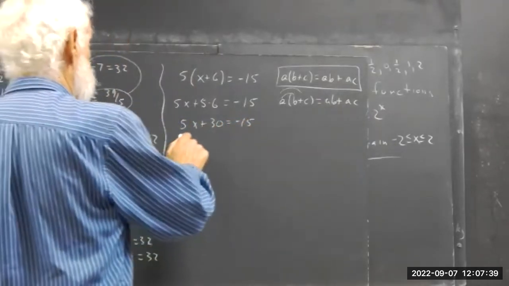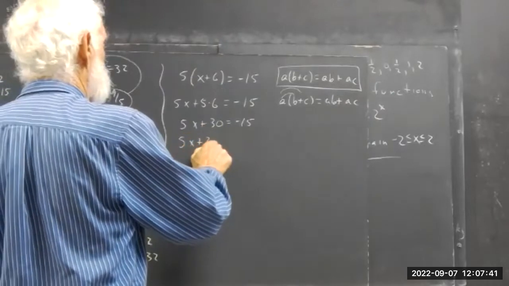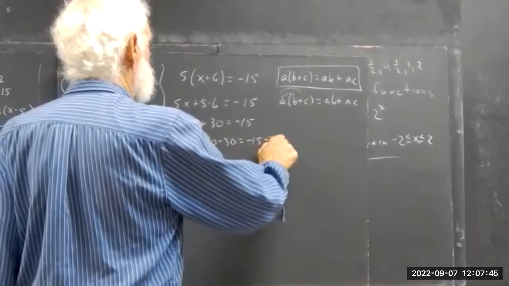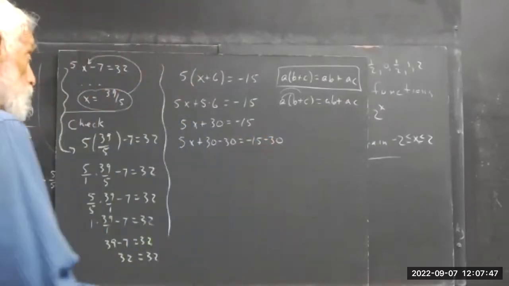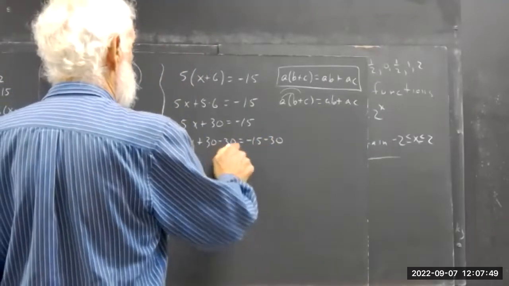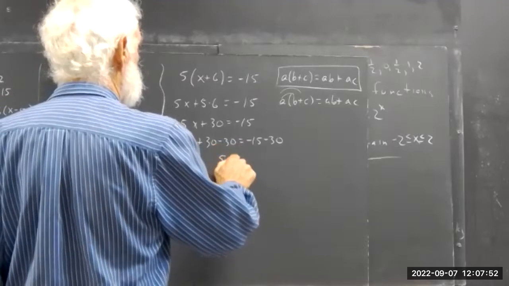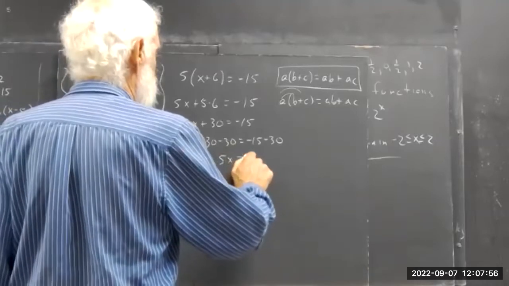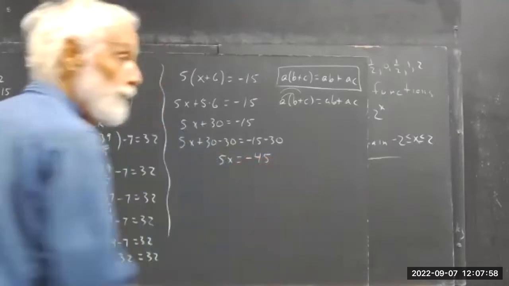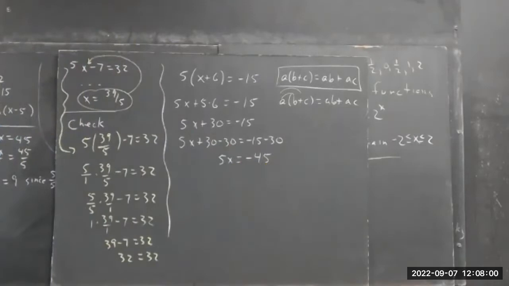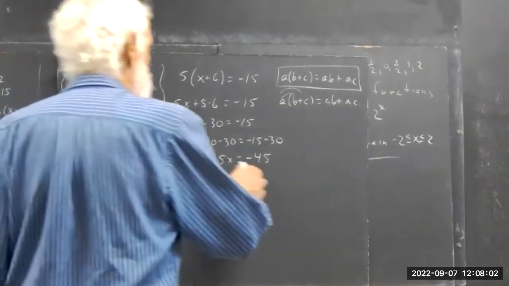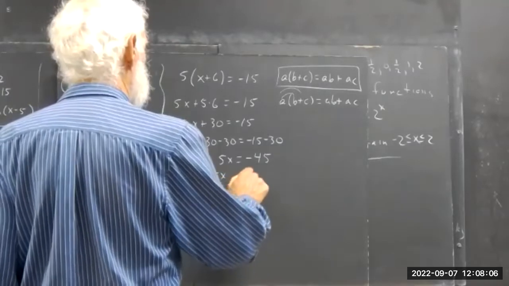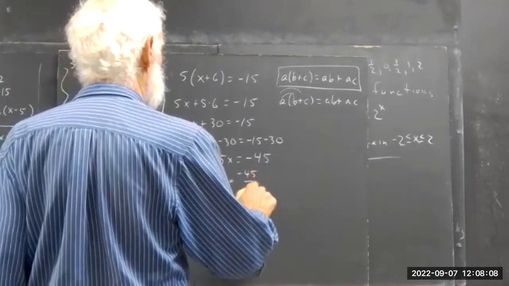Well, then 5x minus 30 is negative 15 minus 30. 30 minus 30 is 0. Eventually, you'd have to write plus 0 in a step and then go on. That's one of those steps that you can skip. So we got 5x equals minus 45, and 5x over 5 equals negative 45 over 5.